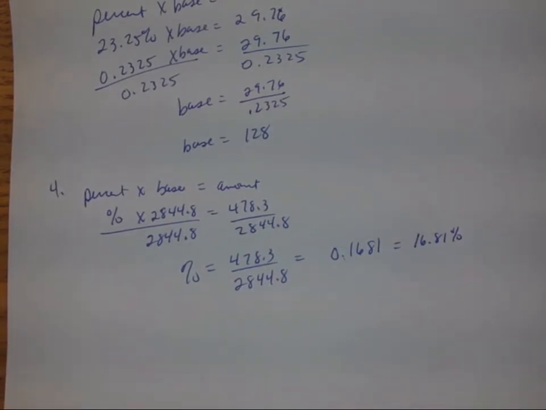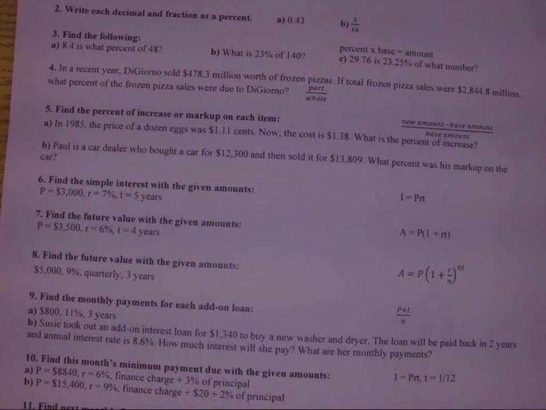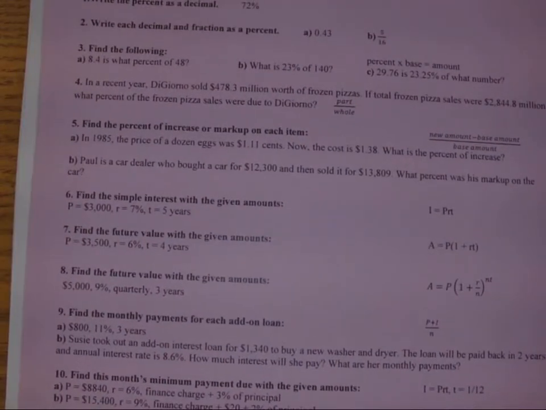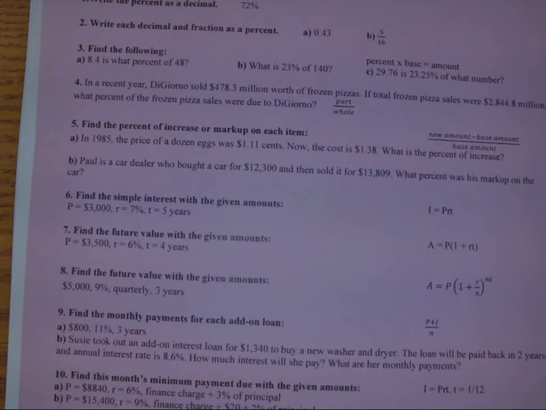So same formula, just a different type of problem. All right, the next problem we're looking at is finding the percent of increase or markup on each item. In 1985, the price of a dozen eggs was $1.11. Now the cost is $1.38. What is the percent of increase? So here's our formula. We're going to have the new amount minus the base amount over the base amount.